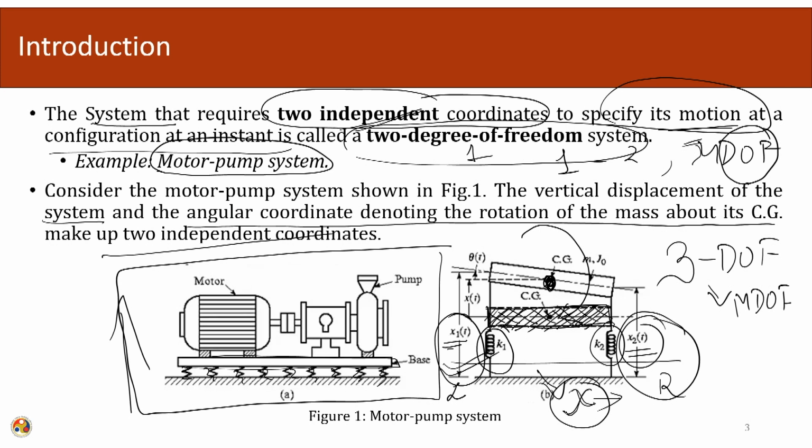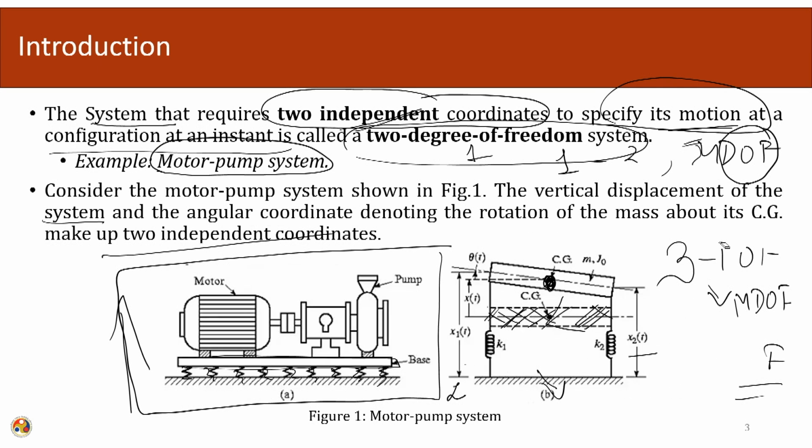So, 1 degree of freedom comes from the vertical motion x, where x1 and x2 are related, and the other one comes from the rotation of the system about its CG. So, there are only 2 degrees of freedom. Whenever we are looking into any system, we have to find out how many independent degrees of freedom there are, not just at any location. Let us say in the same system, we could have modeled it as a multiple degree of freedom system also. It might look like a multiple degree of freedom system.